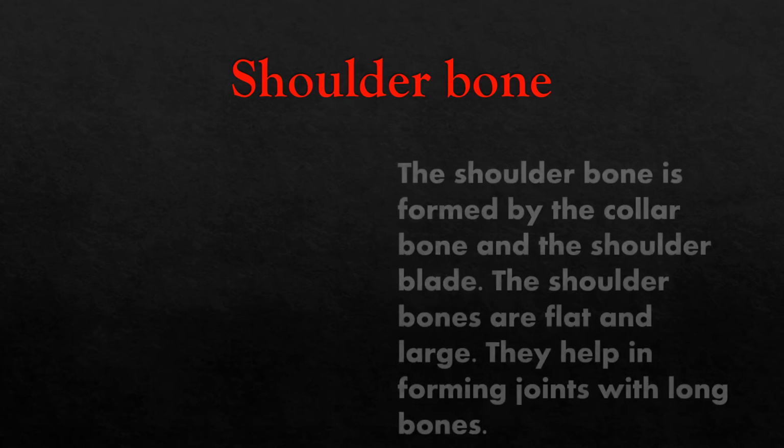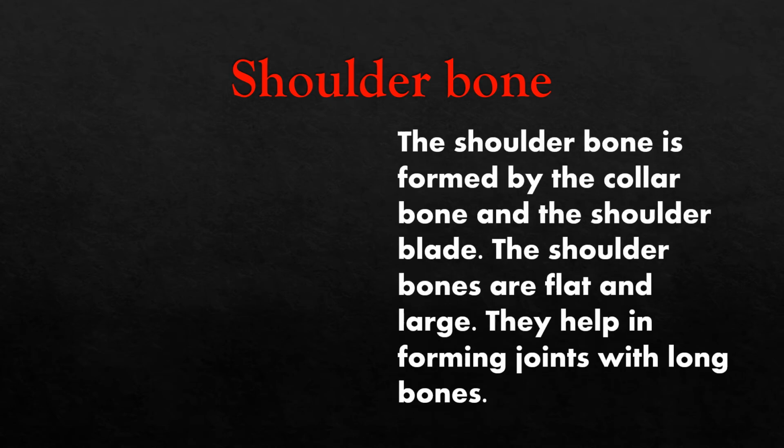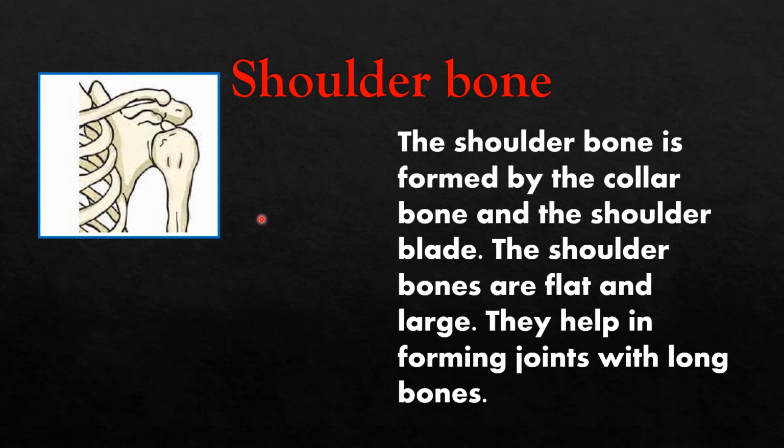Next we have the shoulder bone. If you feel your shoulder bone, it is a flat bone. It is a shoulder blade. Now it is formed by the collarbone and the shoulder blade. This is the collarbone, children, and this is the shoulder blade. It is flat and large, and they help in forming joints with long bones.